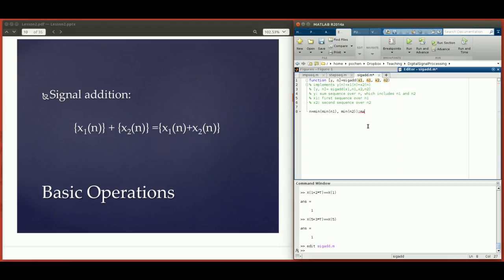Now let's try to find the end, the last element of n. The last element of n is going to be the maximum value of the two sequences. So I'm going to take the max of n1 first, and then the max of n2, and then I'm going to take the max of both numbers. So min and max are Matlab intrinsic functions that allow you to take the minimum or maximum values of two numbers or a vector of numbers. That's going to be my horizontal axis. That's going to be n.